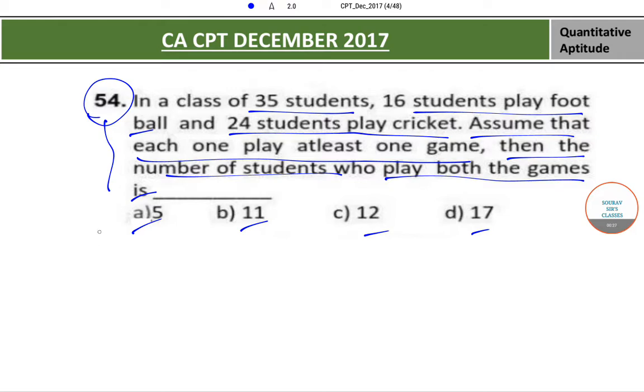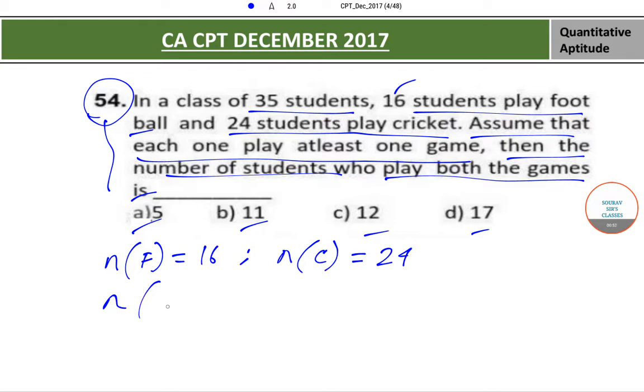So let the set of students playing football be F. The number of students playing football is given as 16, so n of F is 16. The number of students playing cricket, C, we can denote by 24. And it has been said that each one plays at least one game, meaning there is no student who does not play any game. They play at least one game.